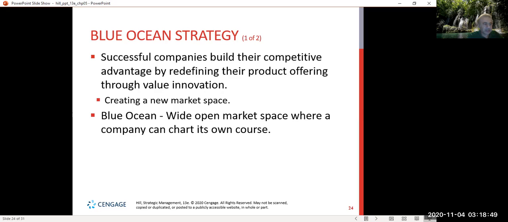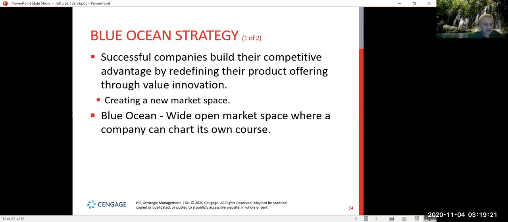Their basic proposition in their blue ocean strategy is that many successful companies have built their comparative advantage by redefining their product offering through value innovation and, in a sense, creating a new market space. They describe the process of thinking through value innovation as a search for a blue ocean, which they characterize as a wide open market space where a company can chart its own course.